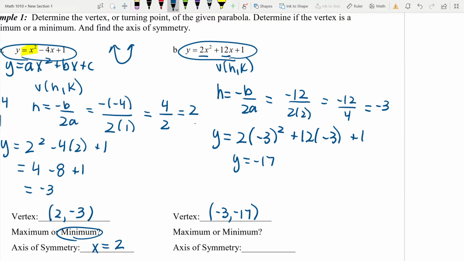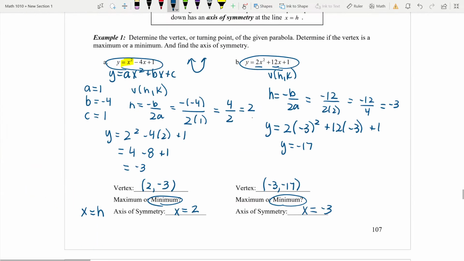Everybody in the room, does this parabola open up or down? Talk to me. It opens up, so that vertex is a minimum. The axis of symmetry is always x equals what on this problem, everybody? Negative 3. Yeah, that's it. Okay? Who says I'm good? I understand. Let's see. Hands up. Okay, great. All right.